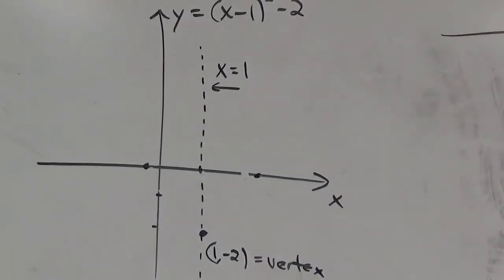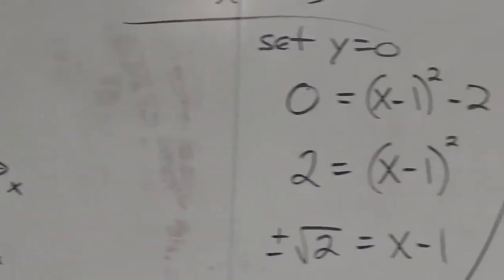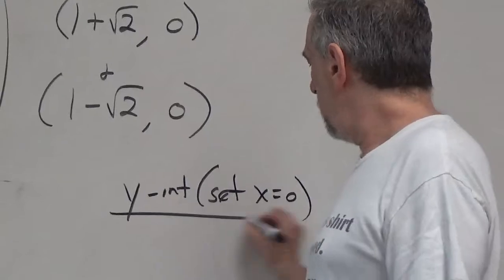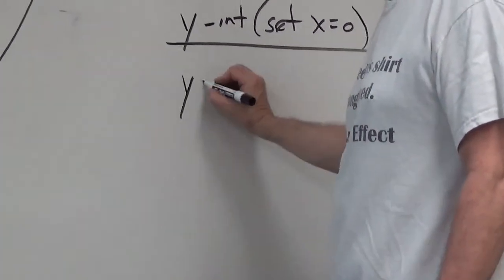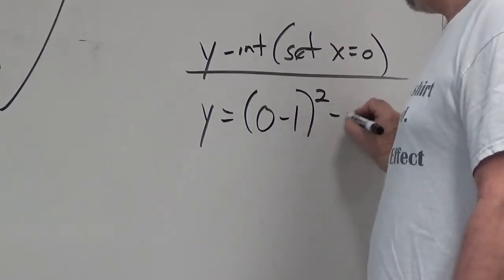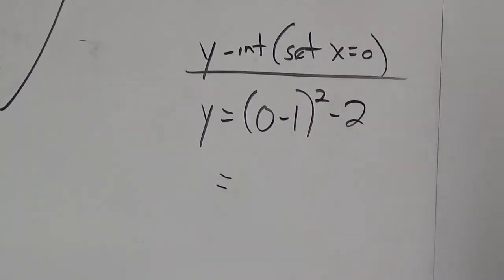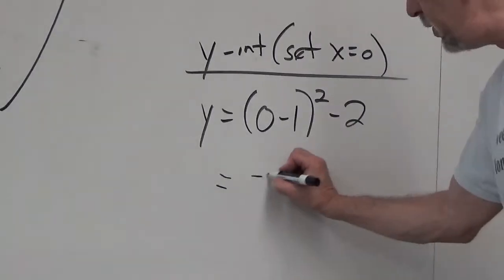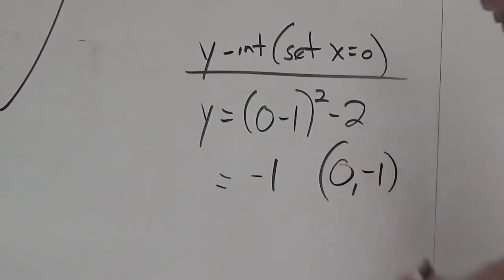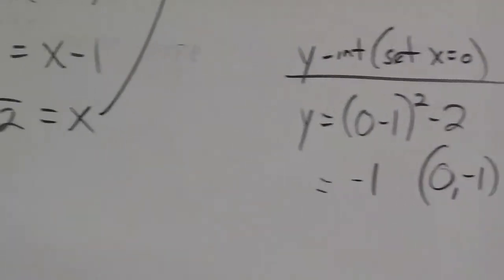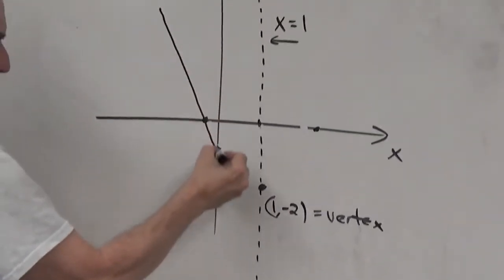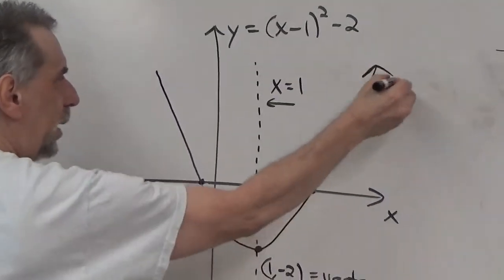And the y-intercept is easier. We just set x equal to 0. So we're going to say y equals 0 minus 1 squared minus 2. So that's negative 1 squared is 1. 1 minus 2 is negative 1. So the point 0, negative 1 is the y-intercept. And that makes sense with our graph. We have a parabola that looks something like that.